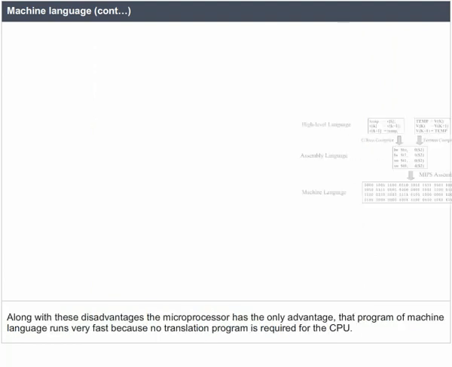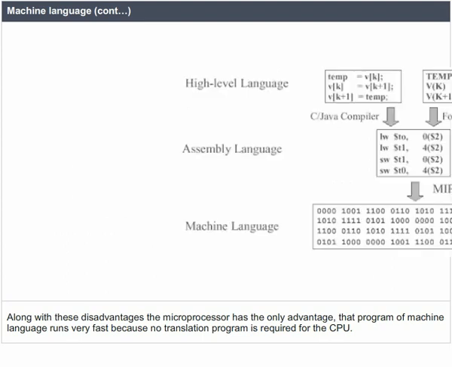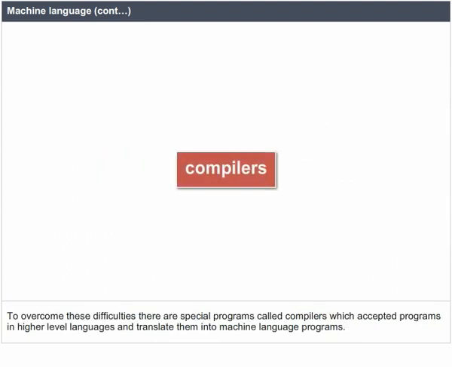Along with these disadvantages, machine language has the only advantage that programs in machine language run very fast because no translation program is required for the CPU. To overcome these difficulties, there are special programs called compilers which accept programs in higher-level languages and translate them into machine language programs.